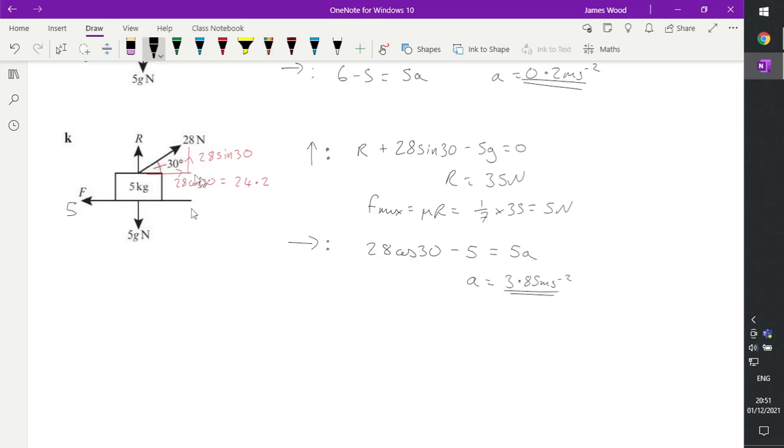Okay, when you've got things like this in terms of trig, it is quite useful sometimes to write them as decimals, just so you get a bit more of an idea about the actual scenario and which force is bigger than which other forces, just to help you think about it.